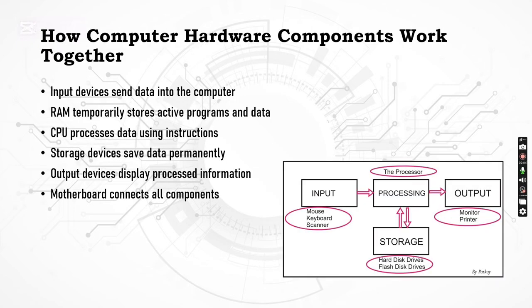How computer hardware components work together. Input devices send data into the computer. RAM temporarily stores active programs and data. The CPU processes data using instructions. Storage devices save data permanently. Output devices display processed information. The motherboard connects all components.